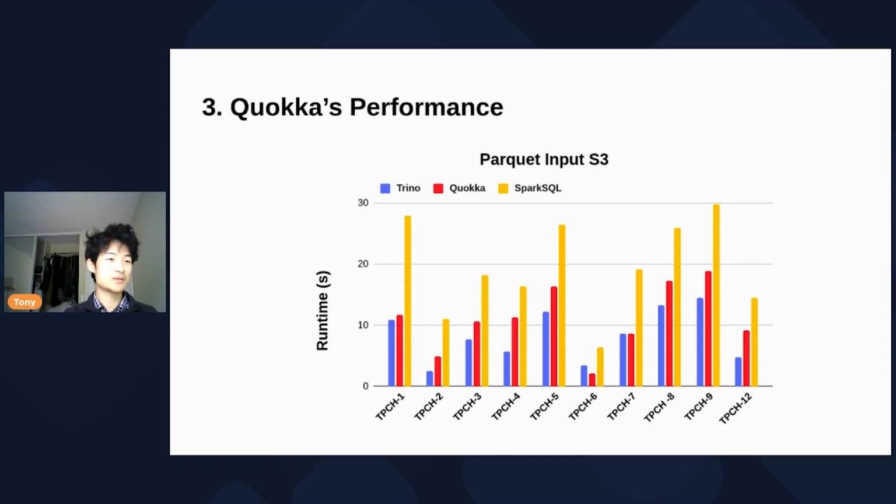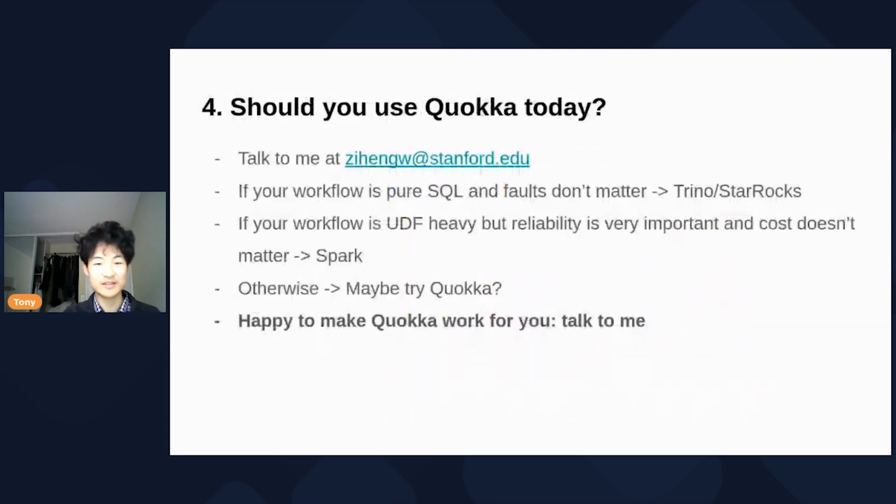We see that Quokka is a bit slower than Trino, but quite a bit faster than SparkSQL for most of these queries. And it's important to note here that Trino does not support the fault-tolerant semantics that Quokka and SparkSQL support, which means it cannot recover if one of the machines in your cluster dies. For example, if you're using spot instances or something like that.